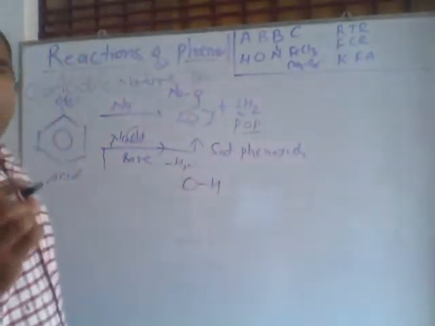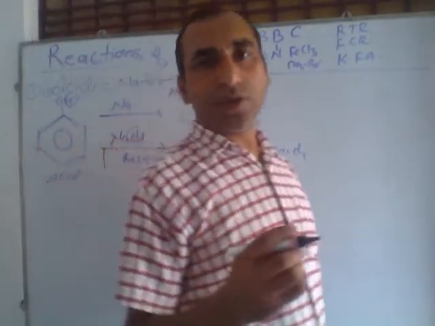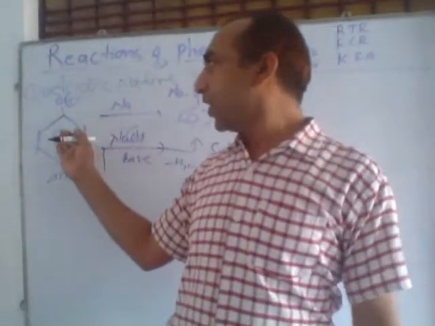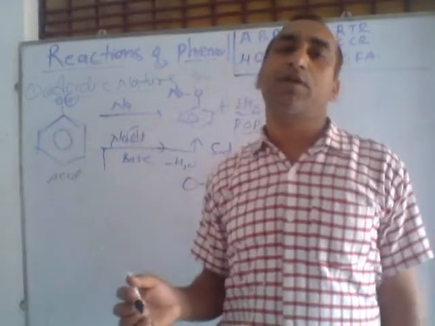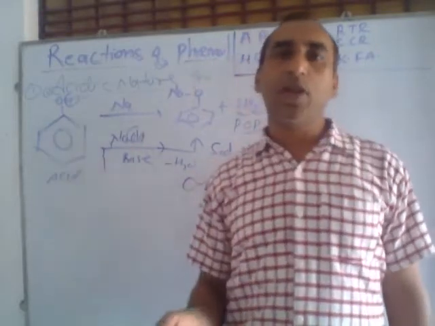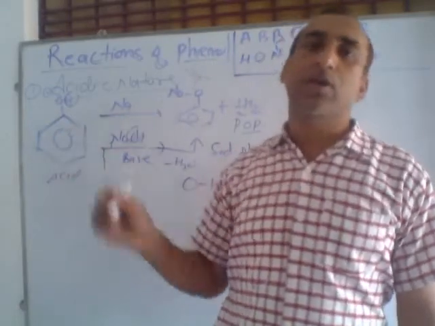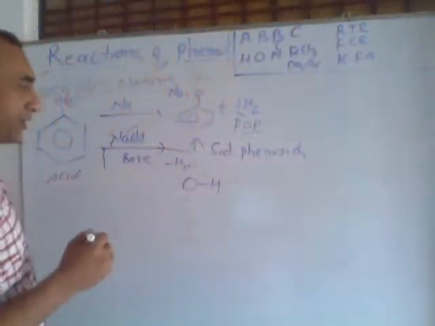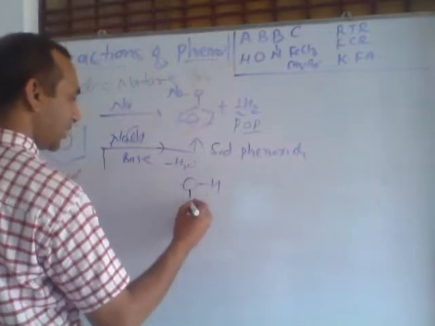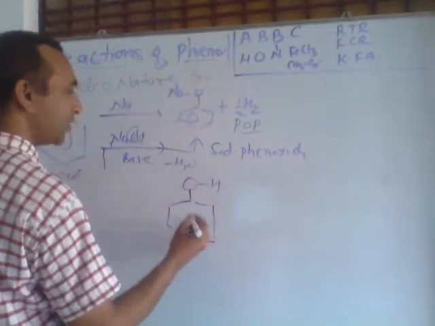If we put litmus solution in phenol, the color of the litmus solution becomes red due to the acidic nature of phenol. If you put blue litmus paper, it turns blue litmus paper to red. The nature of phenol is acidic. So in the exam they ask, give the reason why phenol is acidic.